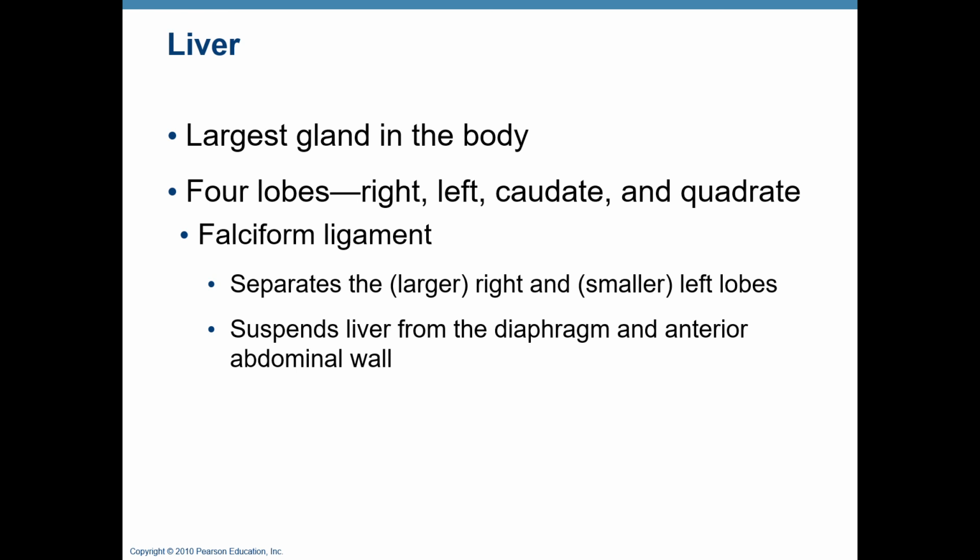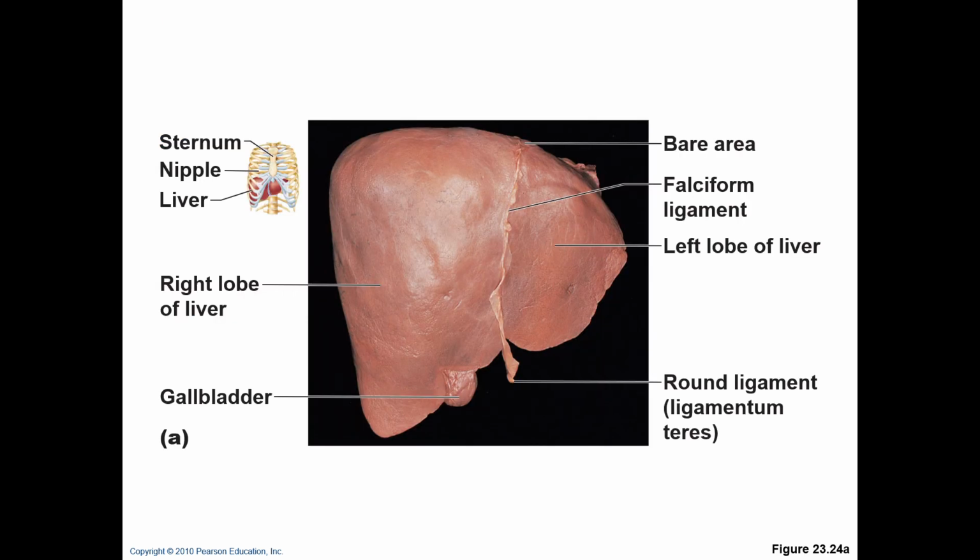A liver has four lobes. Among the four lobes, the right lobe is the largest. The left lobe is second largest, so left is smaller than the right. So this is the right lobe. This is the left lobe. And there are two more small lobes. We'll talk about that later.